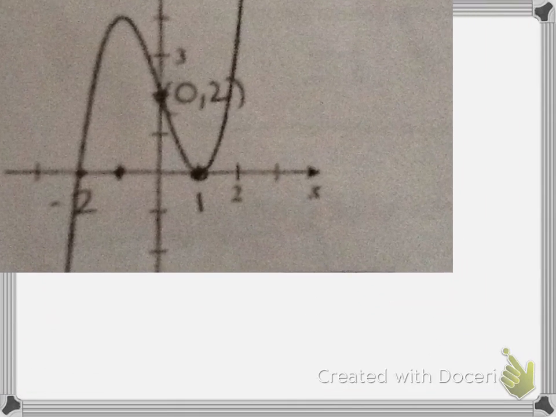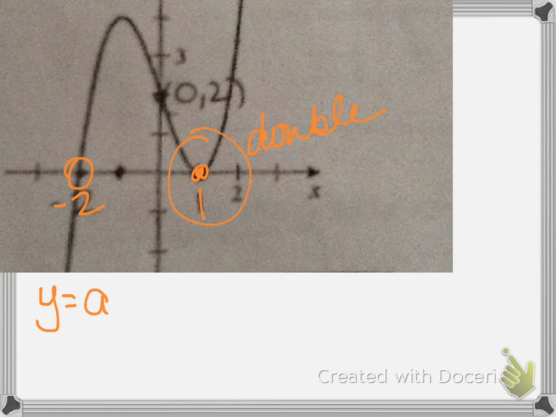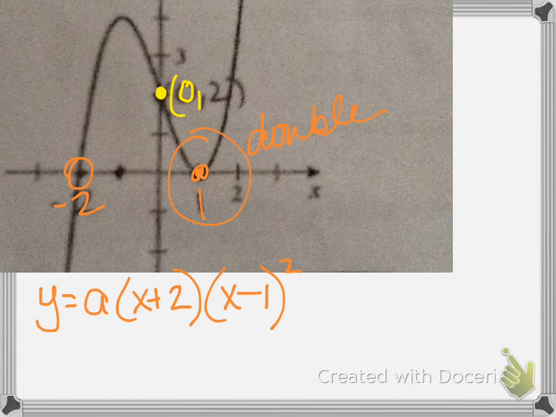So here's the graph for that. Again, same idea, we look for our roots, so there's a root here at -2 and a root here at 1. This is a double, so I'll have 2 for 1, so I have y equals a times x plus 2 and x minus 1, and this will be squared because it's a double root. Again, I wrote in the point. I'm going to use a y-intercept this time, 0, 2. So I can plug in 0 for x and 2 for y.